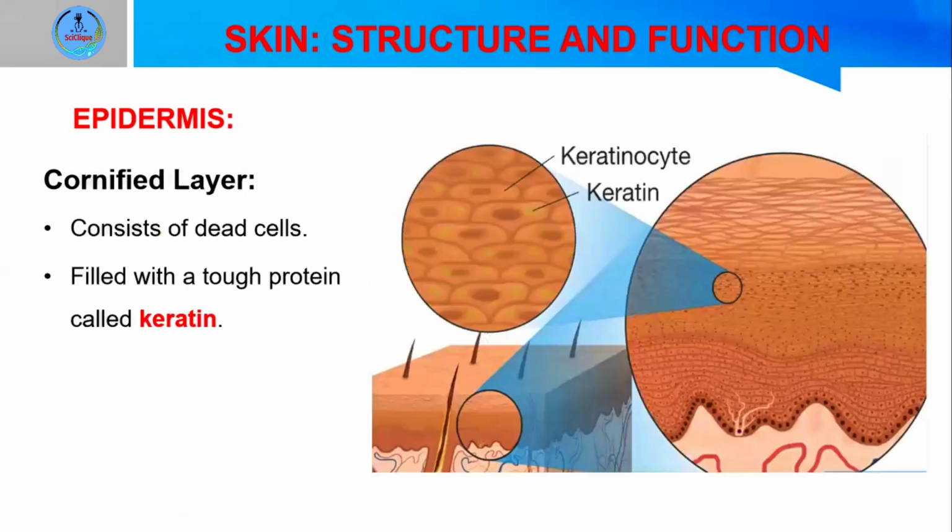Let's discuss the cornified layer. The cornified layer is the uppermost layer. It consists of dead cells. Yes, you heard me right, dead cells. And these cells are filled with a tough protein called keratin. Whenever you have a structure that is outermost on the body, and you're being told that it has dead cells and a tough protein, where am I leading with this? I'm leading to the fact that one of the main functions of the cornified layer is providing protection.